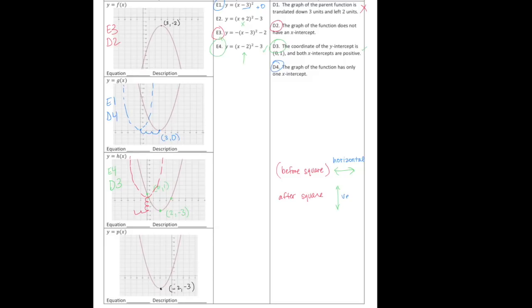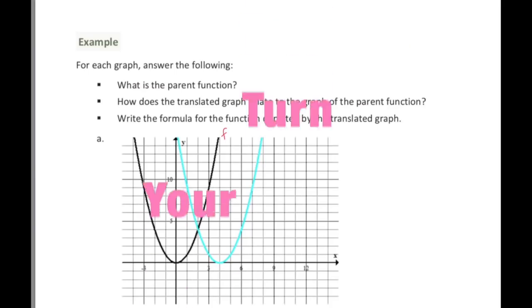So my vertex is -2, -3. And of course, for the equation of E2, the opposite of +2 is -2, and the -3 is on the outside. So that, of course, is my equation. And then looking at how my parent function changed, it moved down 1, 2, 3, and to the left 2 units. So that's why that's the description.